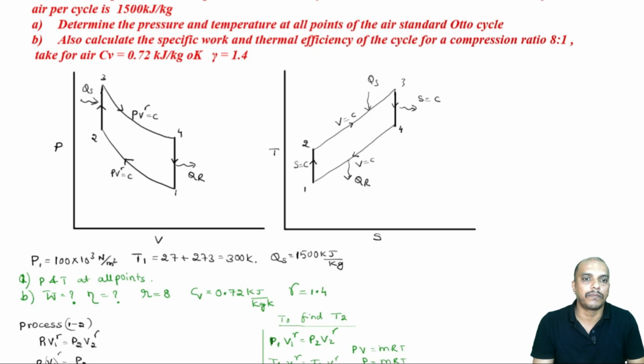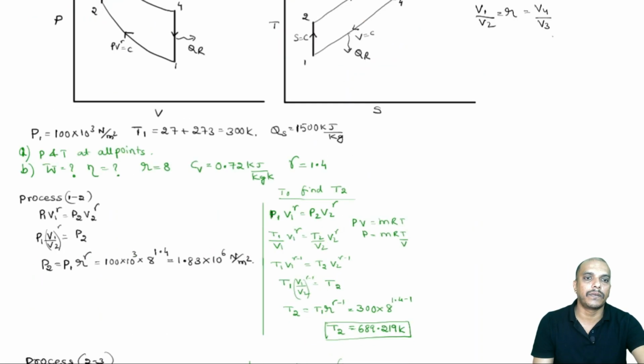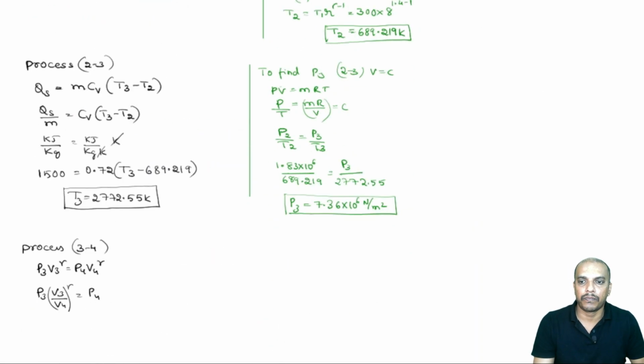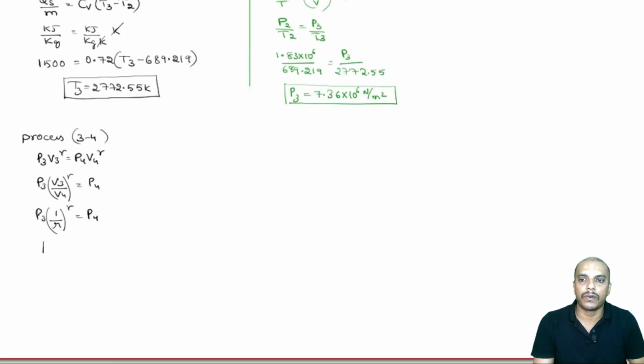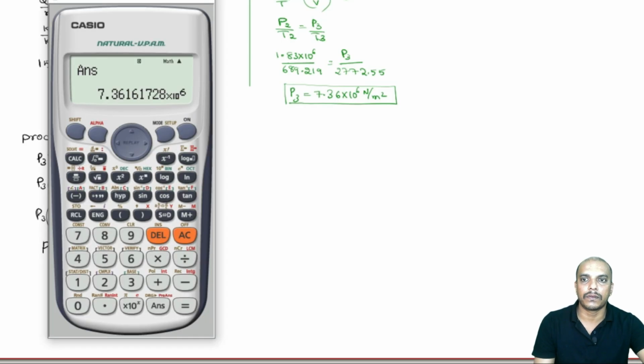So V3 by V4, you can write it as V1 by V2, which is equal to R, because V1 is equal to V4 and V2 is equal to V3, constant volume processes. Therefore V3 by V4 is 1 by R. So P3 times 1 by R whole power gamma is equal to P4. Therefore P4 is equal to 7.36 into 10 power 6 into 1 by compression ratio, which is 8, to the power gamma value of 1.4. That will give us the value of P4.